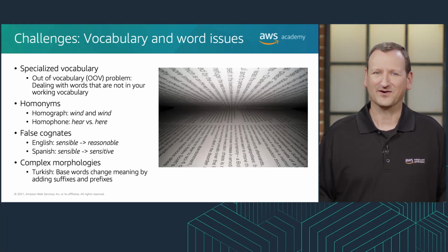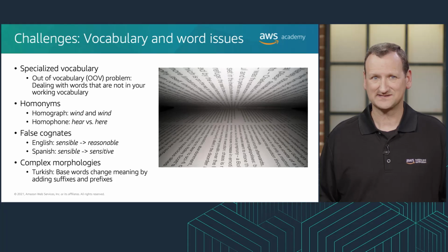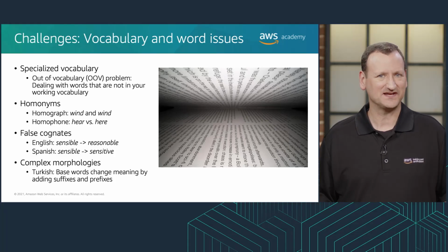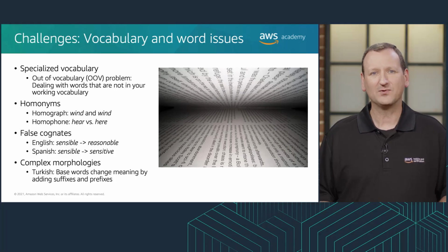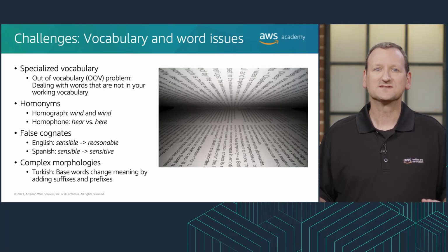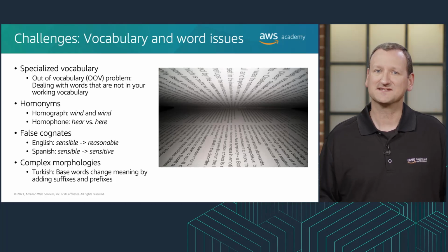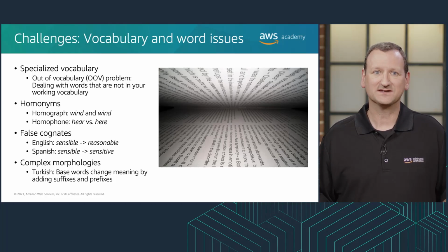Another problem you may run into is false cognates. These are words that sound the same in two languages but have different meanings. For example, sensible in English means reasonable, whereas the word sensible in Spanish means sensitive. There are many examples of false cognates in languages derived from Latin.